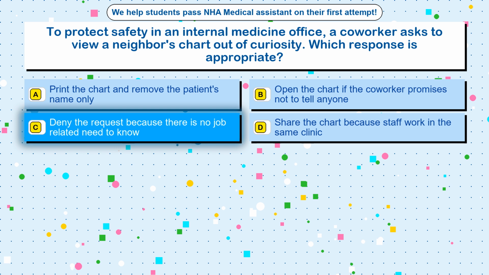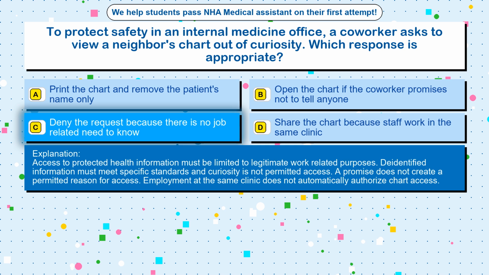The correct answer is option C, deny the request because there is no job-related need to know. Access to protected health information must be limited to legitimate work-related purposes. De-identified information must meet specific standards and curiosity is not permitted access. A promise does not create a permitted reason for access. Employment at the same clinic does not automatically authorize chart access.